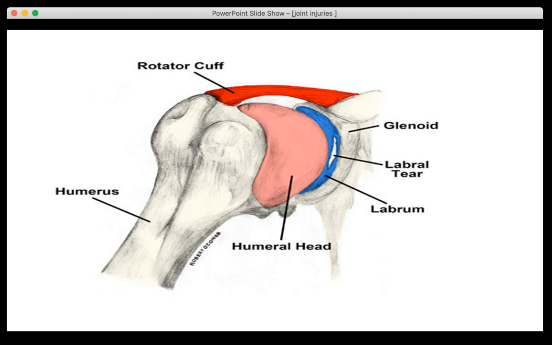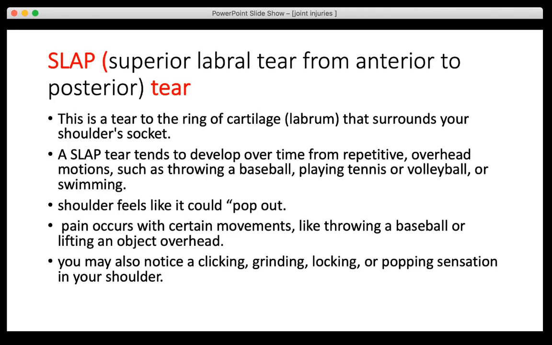So this is a rotator cuff injury. Here we have a SLAP injury, and when there is a problem in the ligaments or something, this bone gets dislocated, then it is shoulder dislocation. So these are three common injuries. Now I'll discuss each of them. Basically, SLAP is a tear to the cartilage which provides cushion. That cushion cartilage is known as the labrum, which surrounds your shoulder socket.